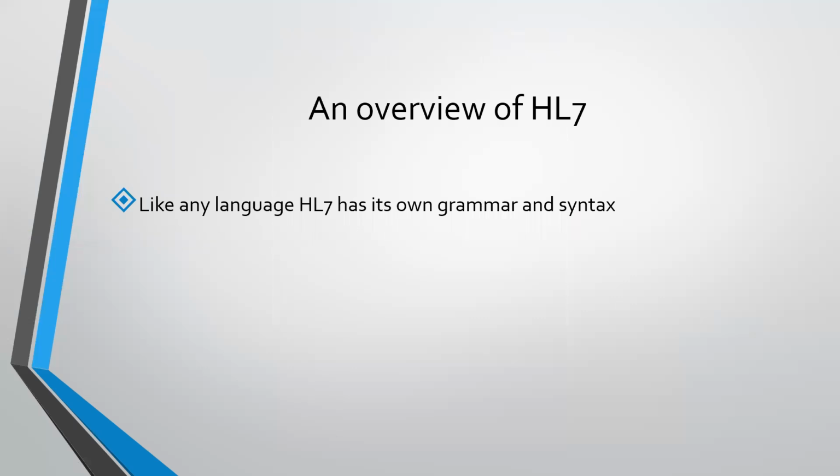So let's have a little overview about HL7. Now that we know what HL7 is and why it is used, let's see more about it. Like any other language, HL7 has its own syntax. Again, it's not a language, but we'll refer to it as a language for some time so that we can understand how it is similar to one. Every language has its own grammar and syntax, and in a very similar way, HL7 has its own grammar and syntax. We'll take a look at that in a bit.